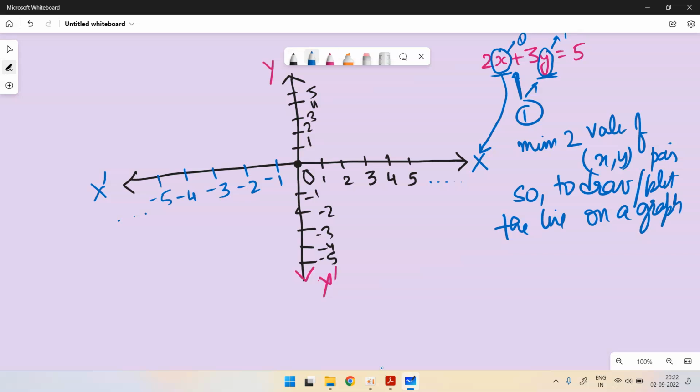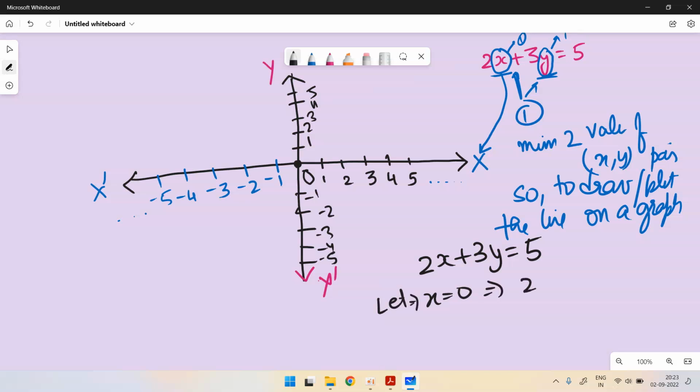Now what are these two values? How can I get this value? So if you rewrite this equation, 2x plus 3y equal to 5. Now suppose one of the best solutions to plot is, let's assume that x equal to y. Let x equal to y, from this equation.